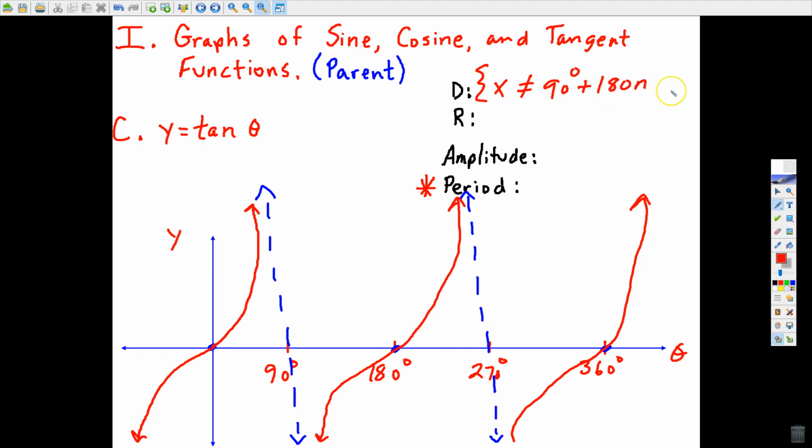Adding 180 times some number n, some integer. So what if I let n be 0? What do I have? 90. What if I let n be 1? 270, and you get the picture. So this is a better way of expressing starting at 90 and then increasing by 180 every time to get to that next vertical asymptote. Okay, now the range is different also because you can see that as we travel along the y-axis, we're going forever, both positive and negative. So the range for this tangent function is all real numbers.